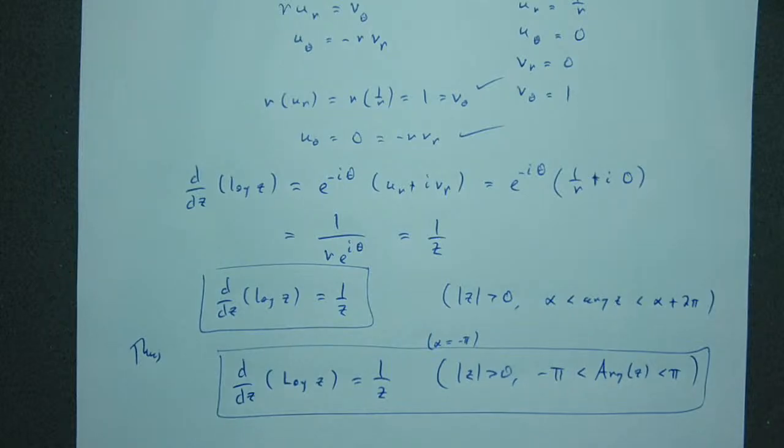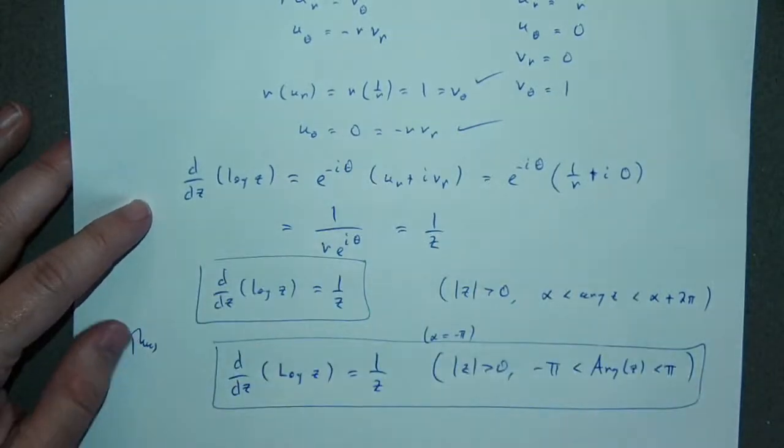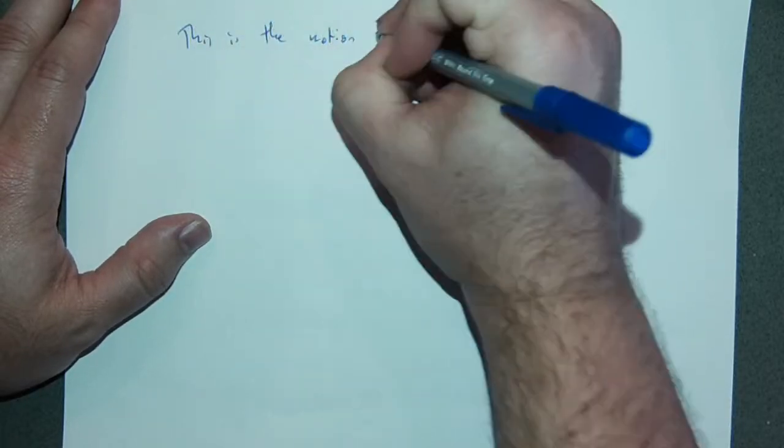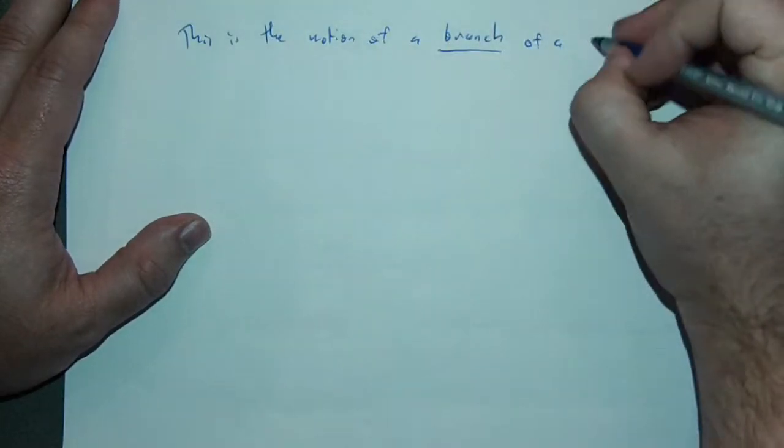Now, what we did here in restricting my angular values, restricting my argument, is called looking at a branch of a function. Okay, so that is what we did. This is the first example, one of the most natural examples where this comes up is in talking about logs. But this is something that we are going to talk about for various different types of functions. So this is the notion of a branch of a multi-valued function.